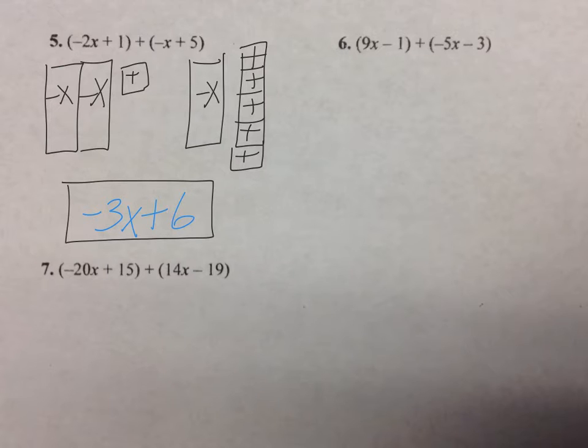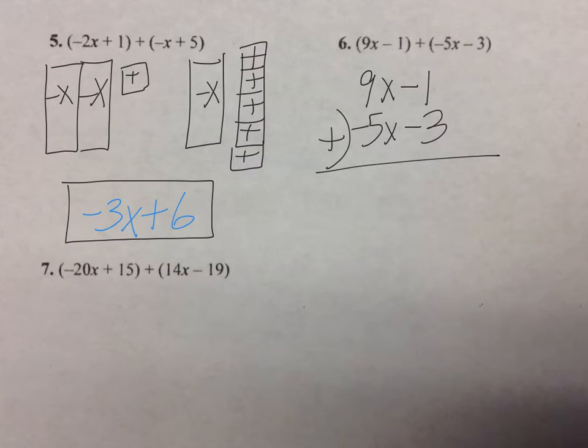All right, for number 6, we're going to do it algebraically. So we're going to write negative 9x minus 1 on top, and then on the bottom we're going to write negative 5x minus 3. Okay, so right now what we're going to do is separate our like terms. So draw that line in the middle so that we'll do them separately.